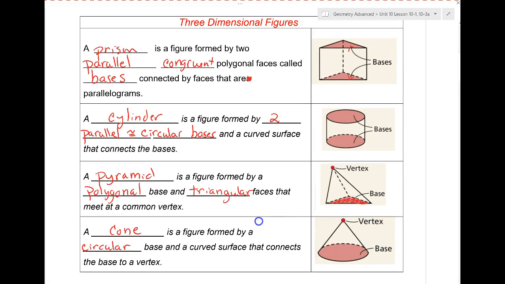All right, so those definitions, do you think it'd be important for you to know those? Yep. Don't be surprised if I ask you something that would require you to know these on your quiz next week, okay? So keep on top of that.